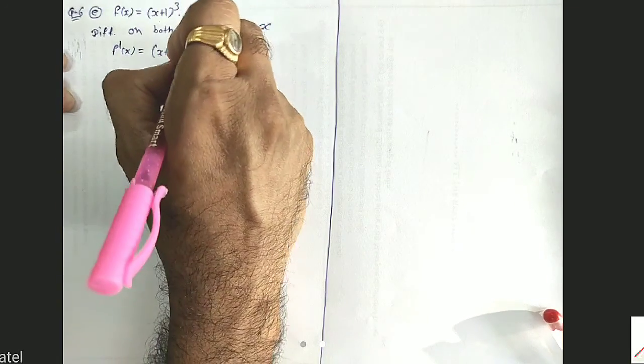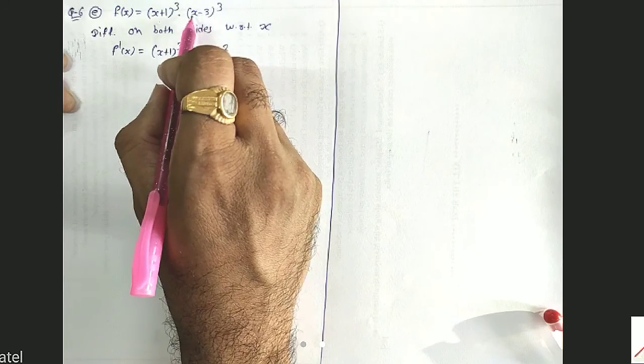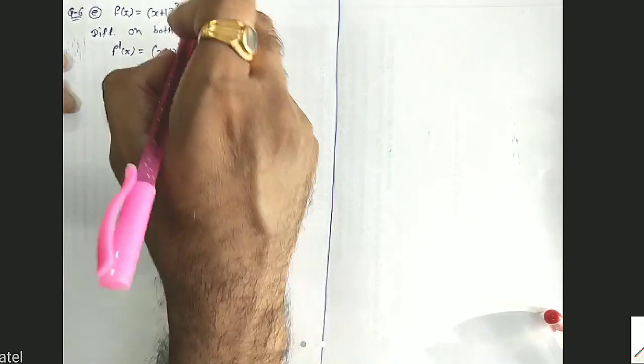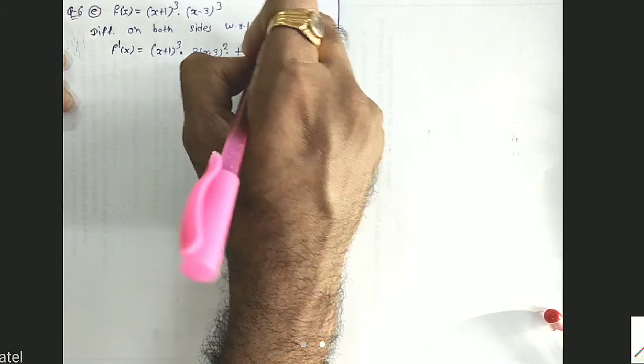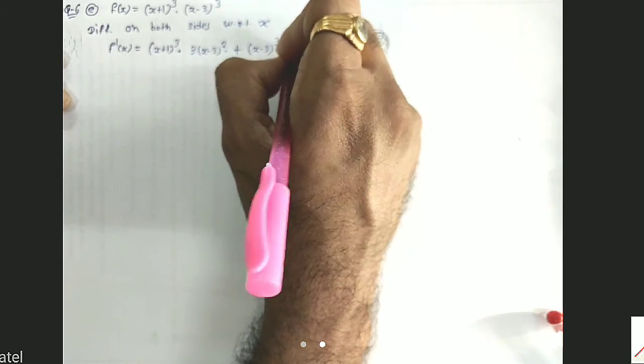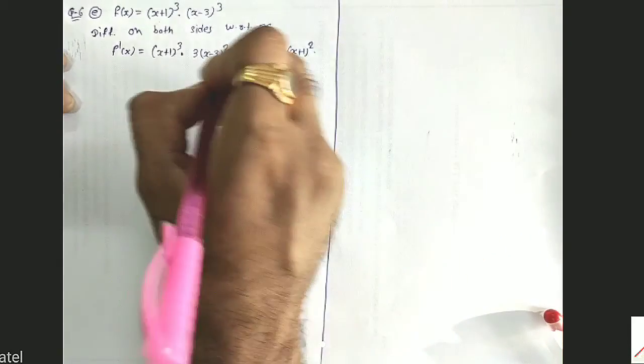differentiation of this u, which is 3 into (x minus 3) whole square into differentiation of x minus 3, which is 1 minus 0. So plus, now this u as it is, (x minus 3) whole cube, and differentiation of v, which is 3 into (x plus 1) whole square into differentiation of x plus 1, which is 1.